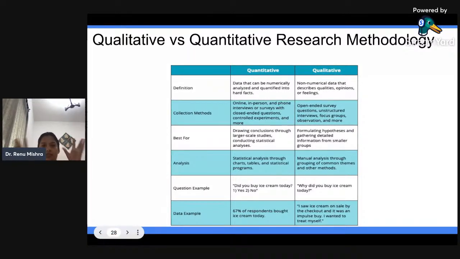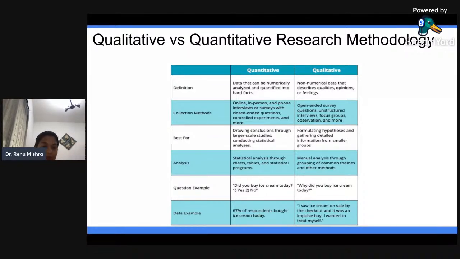I'm sure from the discussion we had till now, you must have a clear idea of the difference between quantitative and qualitative. Very simple: quantitative is numerical data; qualitative is non-numerical data. How can you collect the data in quantitative? Surveys, online or in-person interviews, experiments. In qualitative, open-ended surveys, unstructured interviews, and so on. One piece of information I will tell you, with which you will never get confused between the collection methods in quantitative and qualitative.